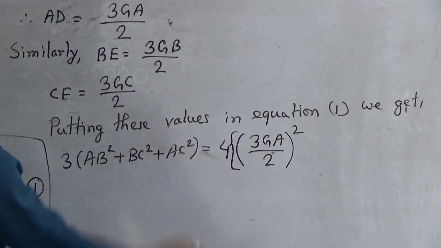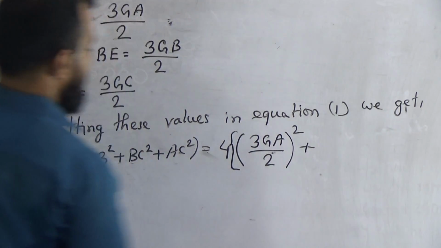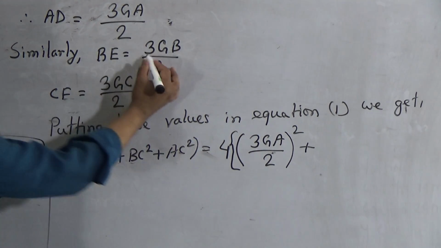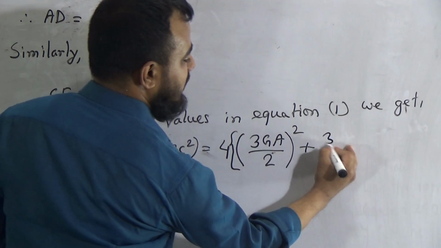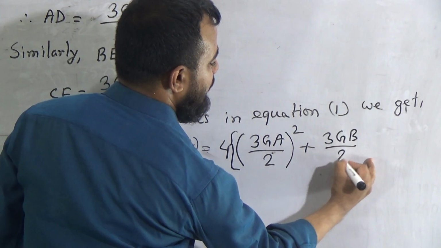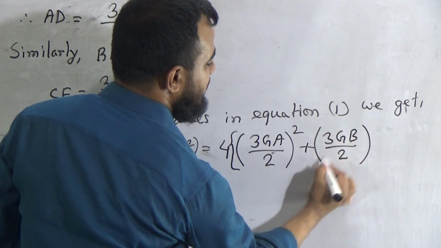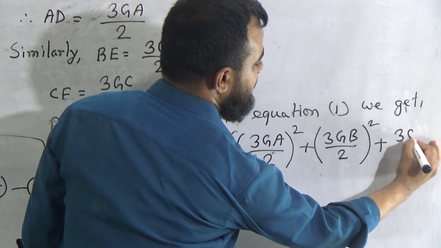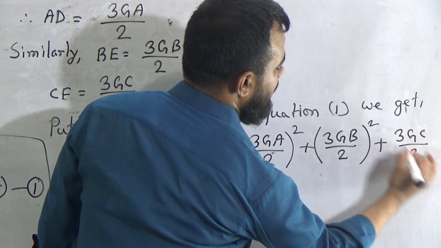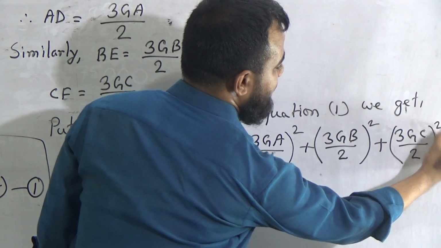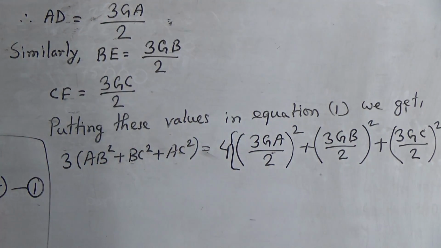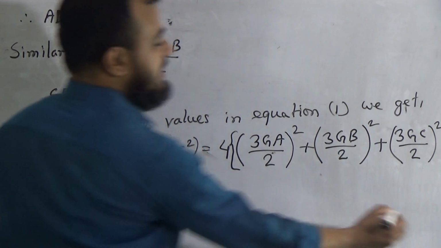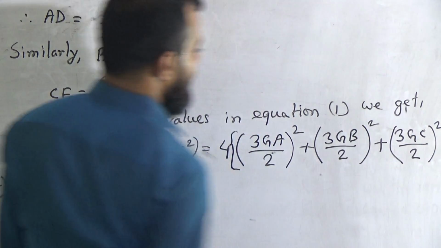Now, dear students, we will put the plus sign, then we'll put BE's value. The value of BE is 3GB by 2, and BE has the square sign, so we get the square. Plus 3GC by 2, because the value of CF is 3GC by 2. I have put down the value of CF, and the second bracket will be closed.